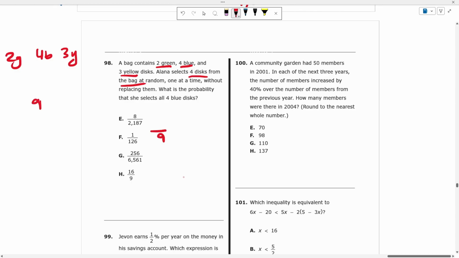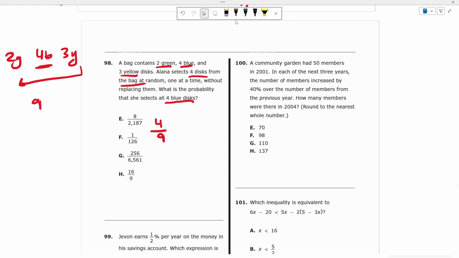So out of the 9, she removes 4 discs at a time without replacing them. So what is the probability that she selects all 4 blue discs? When she first reaches her hand in the bag, she feels that there are 9 things inside of that bag. So there are 9 total possibilities that she can choose from. Now, in reality, there are only 4 blue discs that she wants to choose from.